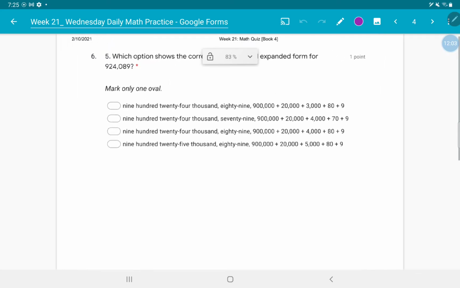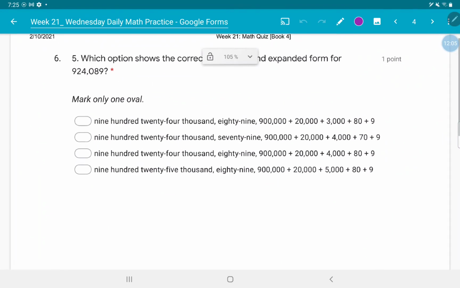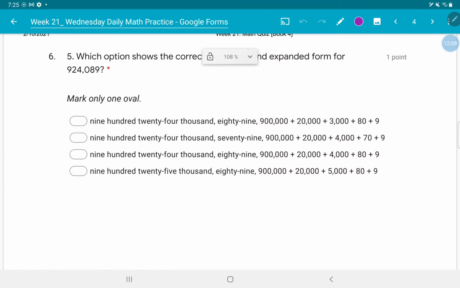All right. The next question says, which option shows the correct word form and expanded form for this number? So word form, we're going to write the number out in words just the same way as we would say it. So I'm going to name all of my thousands together. 924,000. Then I name my hundreds, tens, and ones. 89. So 924,089.